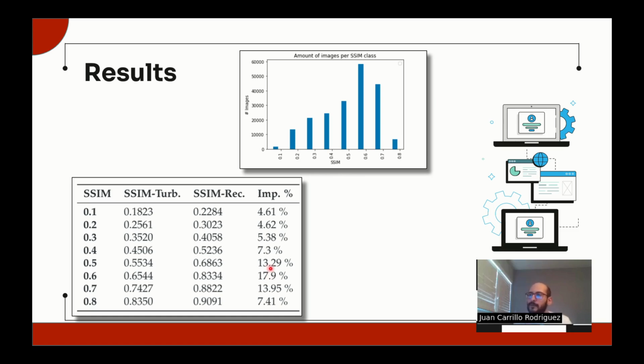This could be due to two things. The first is that the biggest amount of images are close to 0.6. That means that the network will learn more from this part. And two, because close to this area, the images still have enough good information to do the reconstruction of the original image. So the improvement is what we are expecting to be better, and it's better in this area.